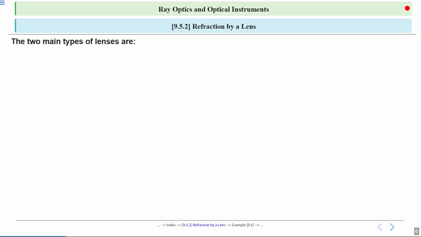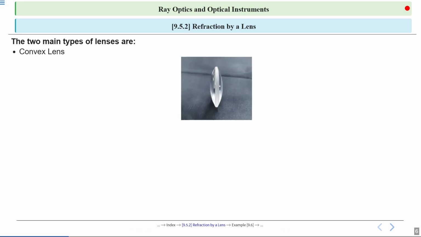So the two major types of lenses are convex lens. As you can see in the diagram, what is the appearance of the convex lens? It is thicker at the mid and thinner at the edges. You can see it is a side view of the lens. Okay, so it is thick in the middle and thinner at the edges. It is a convex lens. You can also experience the thicker middle part in the magnifying glass.